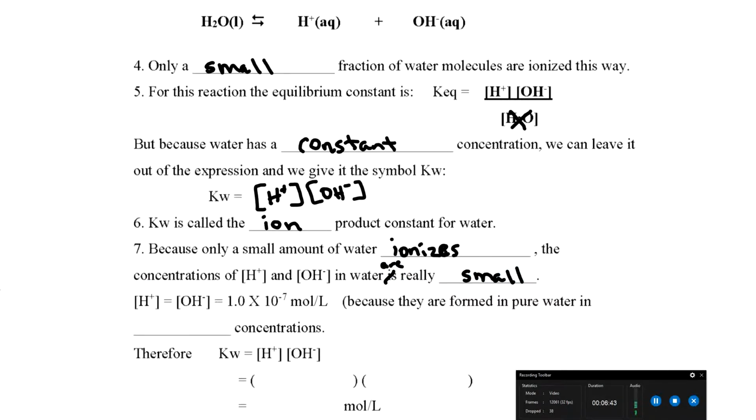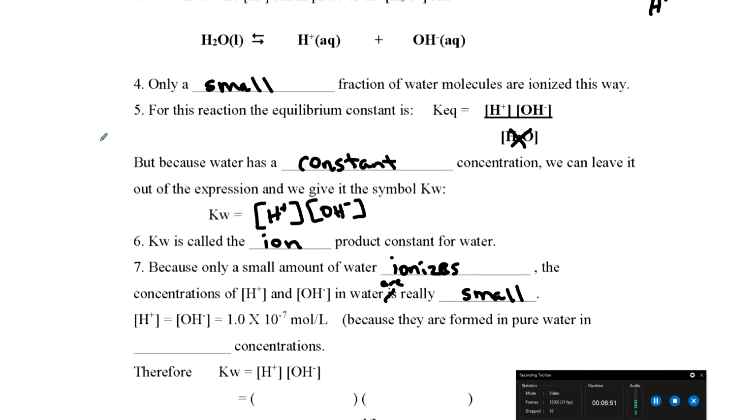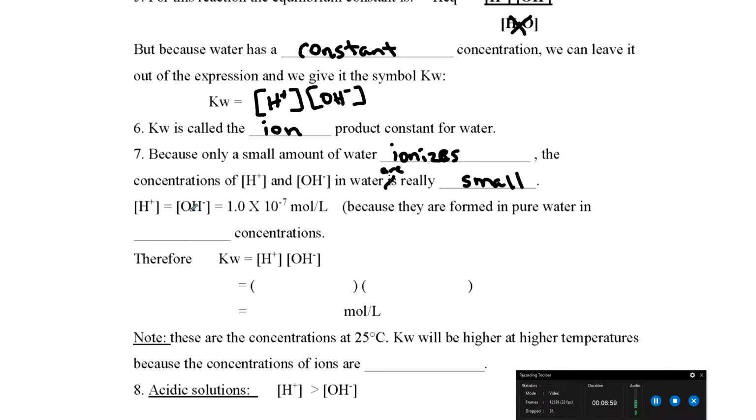If you see here, this is what the concentrations are. We know that when water breaks up into H plus and OH negative, it's in a 1:1:1 ratio. So whatever your concentration of H plus is, it's also equal to the concentration of OH negative. The concentration is 1 × 10⁻⁷ moles per liter for both of them. Because they are formed in pure water, they're in equal concentrations, a 1:1 ratio.